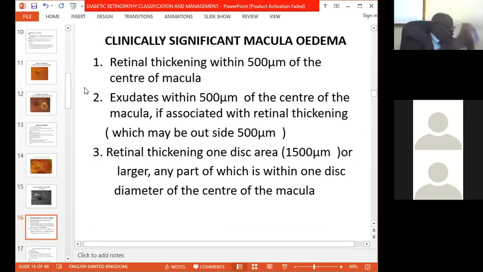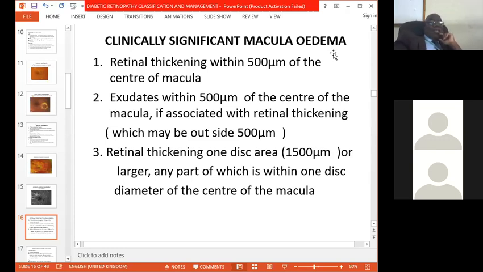That's the definition. Retinal thickening within 500 micrometers, exudates within 500 micrometers from the center of the macula, if associated with retinal thickening. And retinal thickening of one disc area or larger, any part of which is within one disc diameter of the center of the macula. This, ladies and gentlemen, is the definition of clinically significant macular edema.